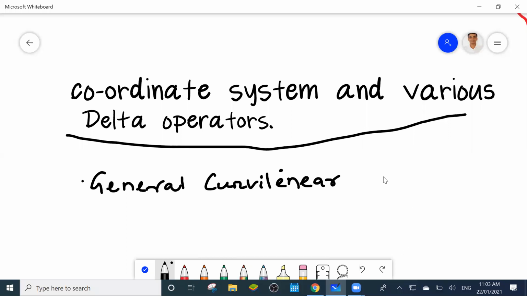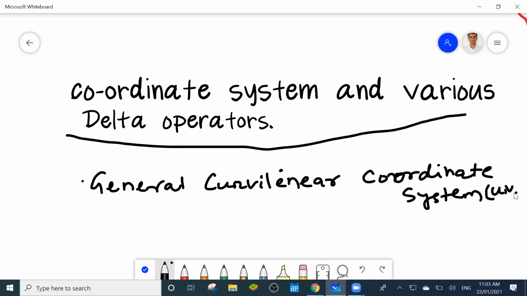Curvilinear coordinate system. So in this case, what happens? All you have to write in terms of u and v, w. This is general. In terms of u, v, w.